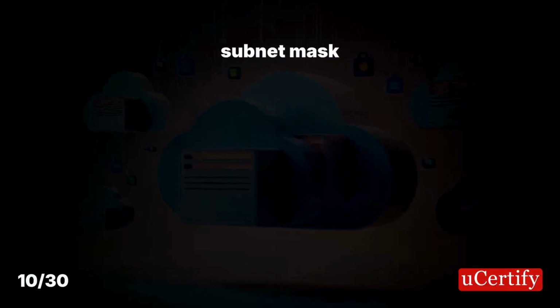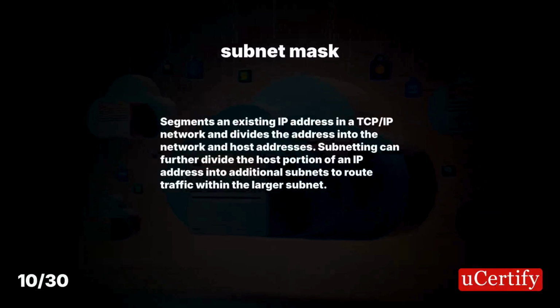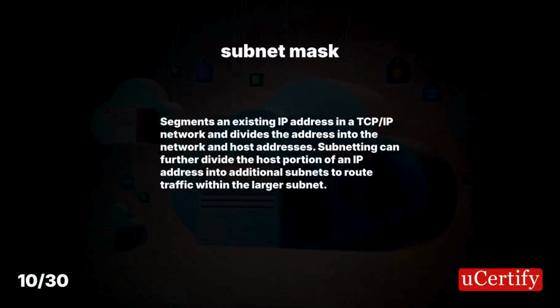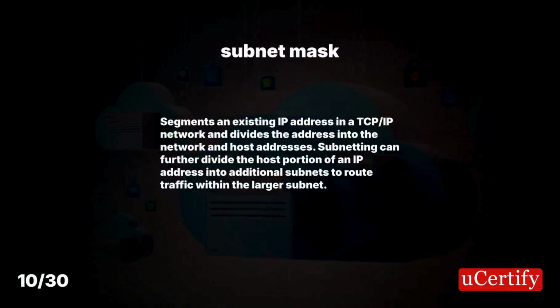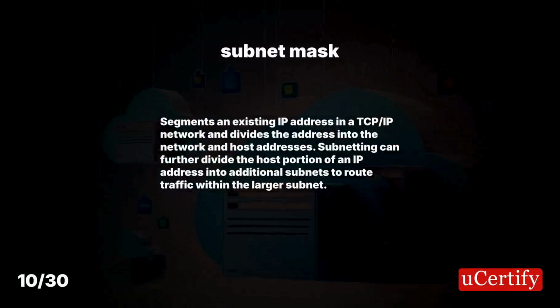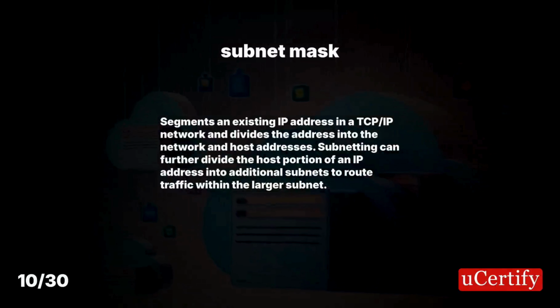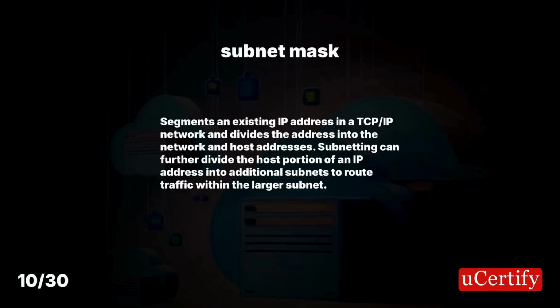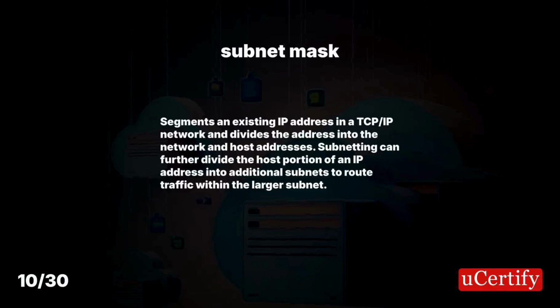Term: subnet mask. Definition: segments an existing IP address in a TCP/IP network and divides the address into the network and host addresses. Subnetting can further divide the host portion of an IP address into additional subnets to route traffic within the larger subnet.